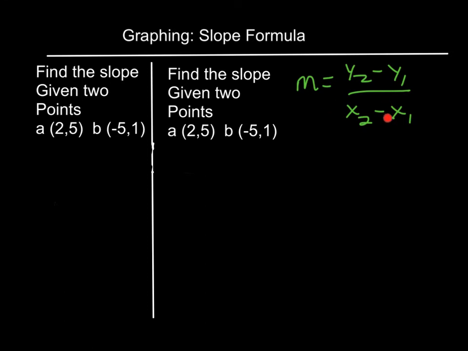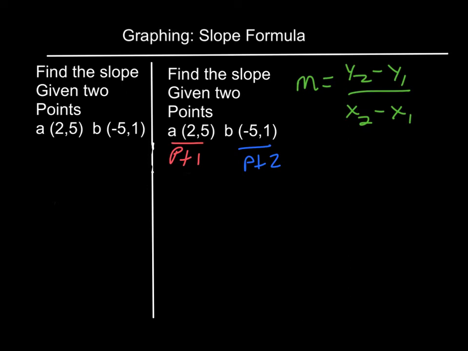So what we need to do is decide really which point we want to be A and which point we want to be B. I don't care which it is, and neither should you. So we're just going to arbitrarily make this point A, or excuse me, point 1. And then this one is going to be point 2. Okay? So then I'm going to plug in my values for y and x.